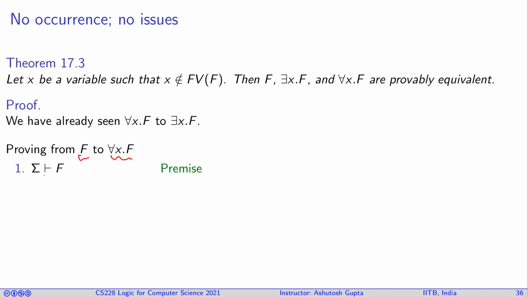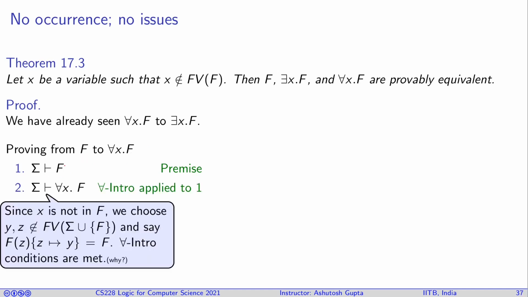Let's suppose I have f. In one step, we can apply for all intro. You can say that we have this for all x f because we can satisfy all the side conditions of for all. So we choose a z, which is some free variable. You choose a y, which also does not occur anywhere, and say that z is being replaced by y, and that is why both do not occur in f. So this just gives you f. So for all intro conditions are met, therefore you can write this.